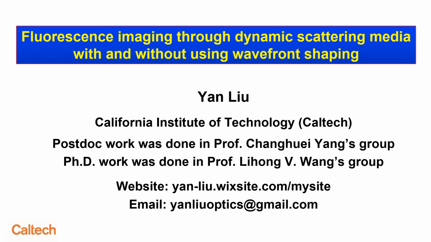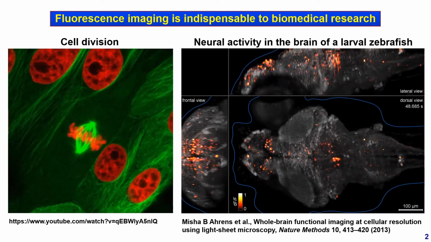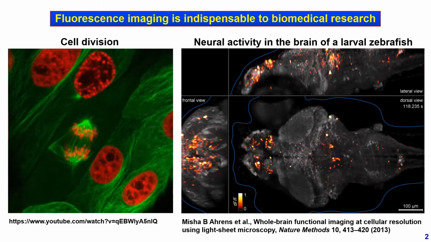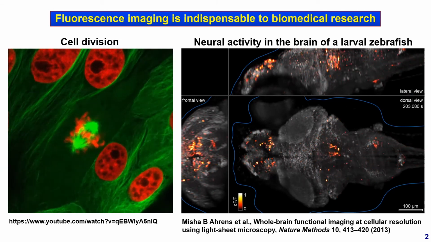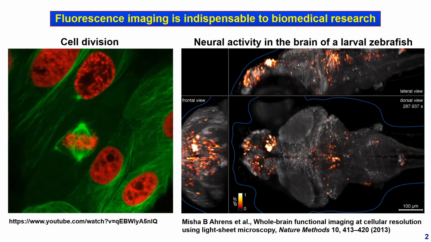Today I will describe our efforts to achieve fluorescence imaging through dynamic scatter media such as living biological tissue. Fluorescence imaging is indispensable to biomedical research. It is one of the main tools we use to study life. On the left, we observe cell division. On the right, we observe neural activity in the brain of a larval zebrafish.